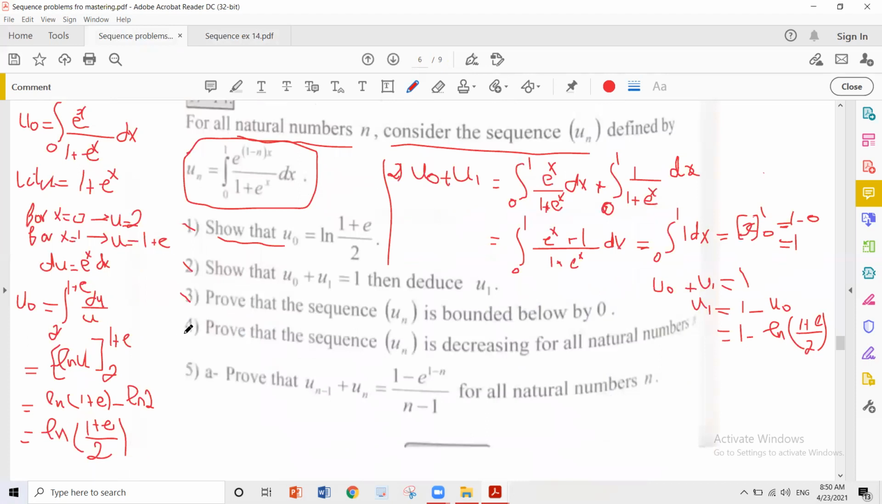How to prove that the sequence Un is decreasing? What's the rule to prove that the sequence is decreasing? U(n+1) minus Un should be less than 0. Then if this is less than 0, Un is decreasing.